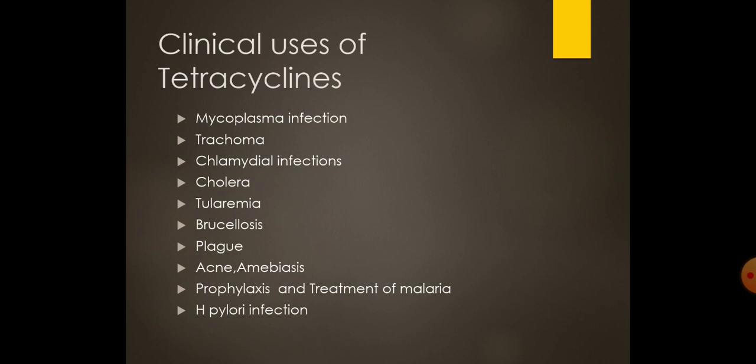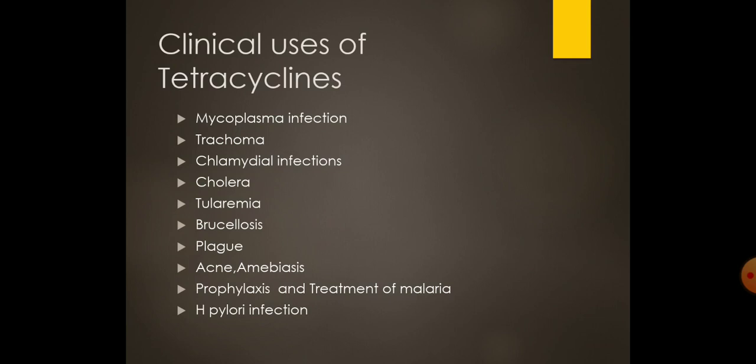Tetracyclines in combination with rifampicin and streptomycin are effective in acute and chronic infection caused by Brucella melitensis, that means brucellosis. The regimen consists of a dose of around 200 mg of doxycycline and 600 to 900 mg of rifampicin per day for 6 weeks.